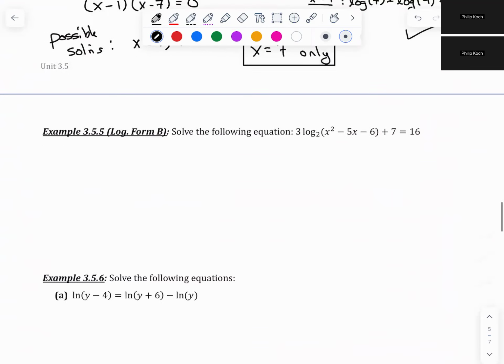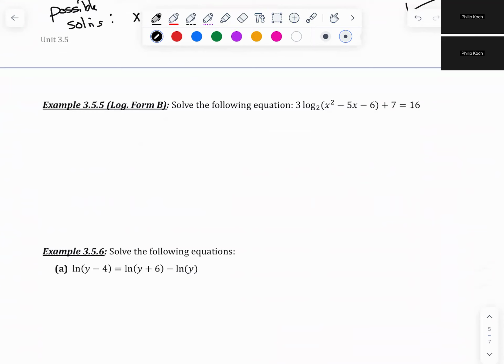So let's go ahead and solve this log form B. 3 log base 2 of x squared minus 5x minus 6, plus 7, is equal to 16. There's only one logarithm, so there's no need to combine things.